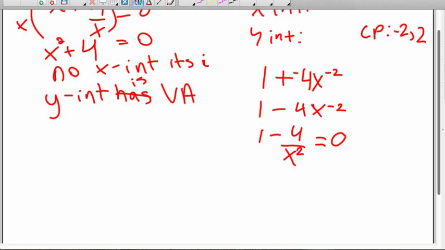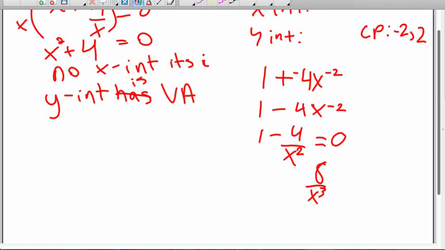So we have 1 minus 4x squared. To derive that, it would be 8 over x cubed. So we need to set this equal to 0. No, you can't set that equal to 0. So there's no points of inflection.